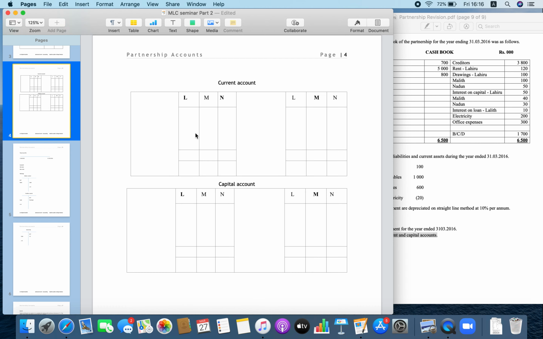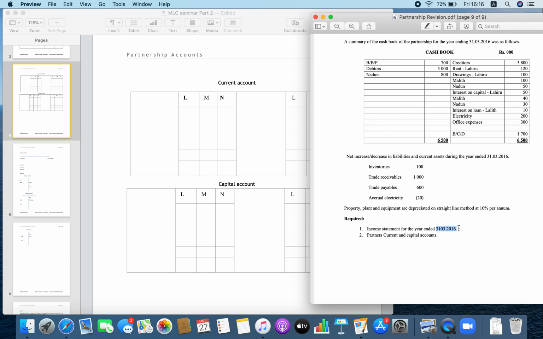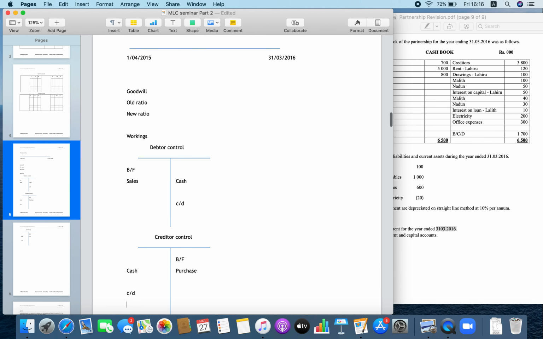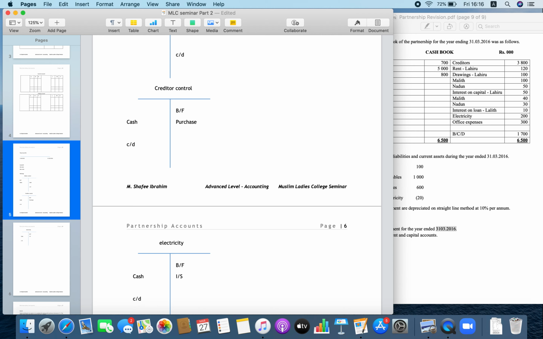So in any partnership question, step number 1, you do the timeline. The question is asking for 31st of March 2016, therefore I draw my timeline over here. The question ends on 31st of March 2016. Technically, it starts on 1st of April 2015. Since you already have the format with you, under workings I need you to open up 3 T accounts. Debtor control. Don't copy any of these, just draw the T account and keep. Second account, name it as creditor control, and the last account, please name that as electricity. So we have 3 accounts over there.